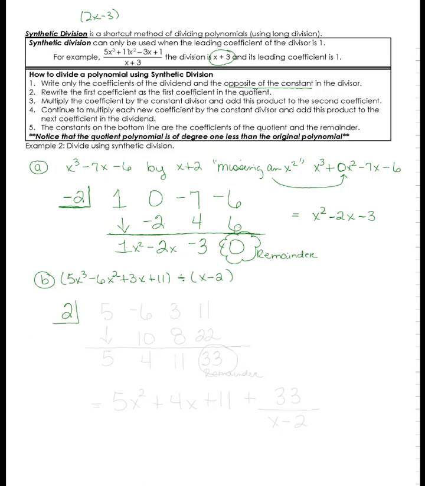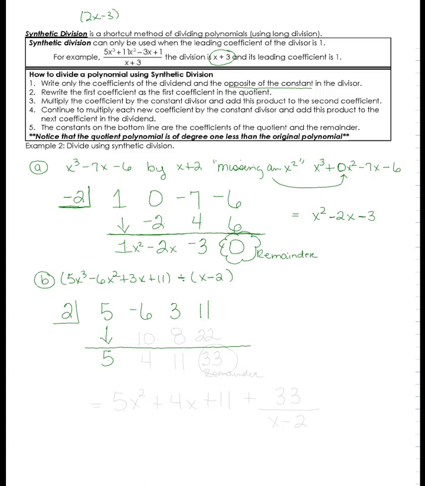So do we have any missing terms in our dividend? No. All right. Is it in descending order? Yes. So let's start. Let's write our coefficients. We have 5, negative 6, 3, and 11. All right. Starting with the 5, bring it down. Multiply, carry over to the next column, then add.